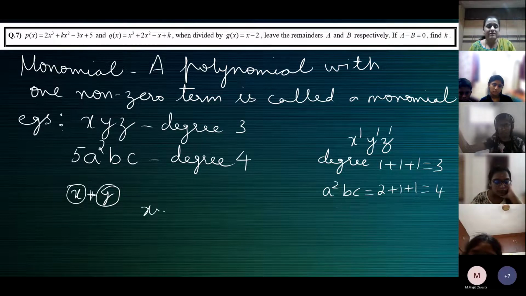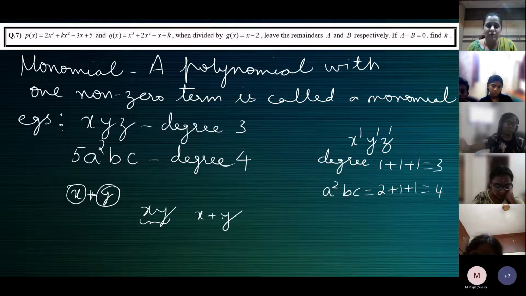But xy is only one term, because there is no plus or minus sign between x and y. So xy is a monomial. But x plus y is a binomial, because x is one term, y is another term, two terms.